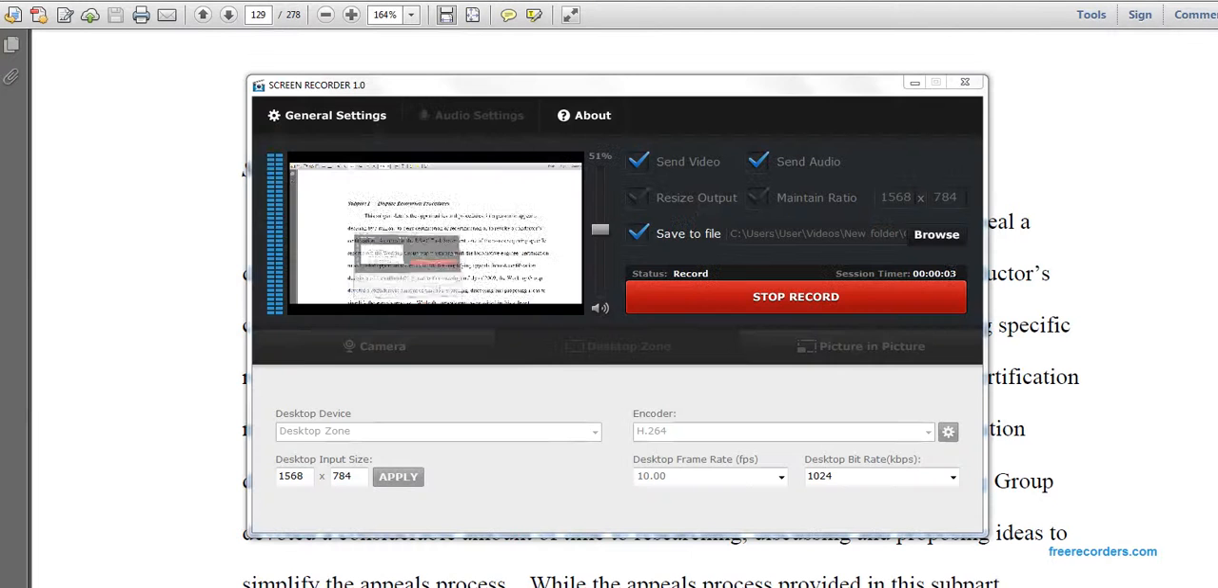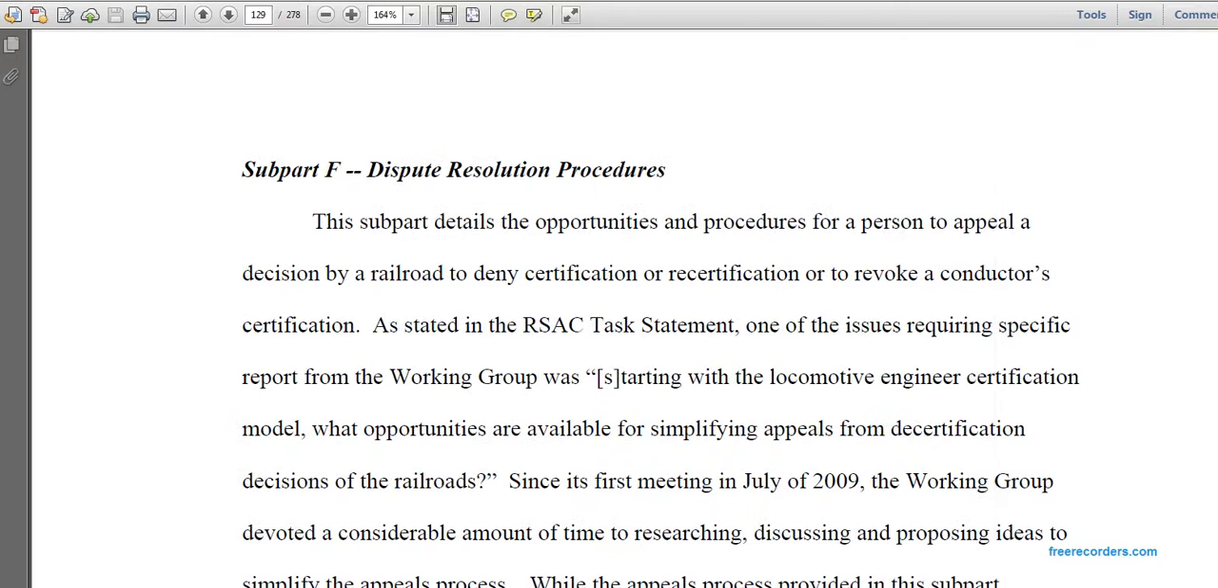Subpart F, conductor certification final rule. Subpart F, dispute resolution procedures. This subpart details the opportunity and procedure for a person to appeal the railroad's decision to deny certification, deny recertification, or revoke a conductor certification.